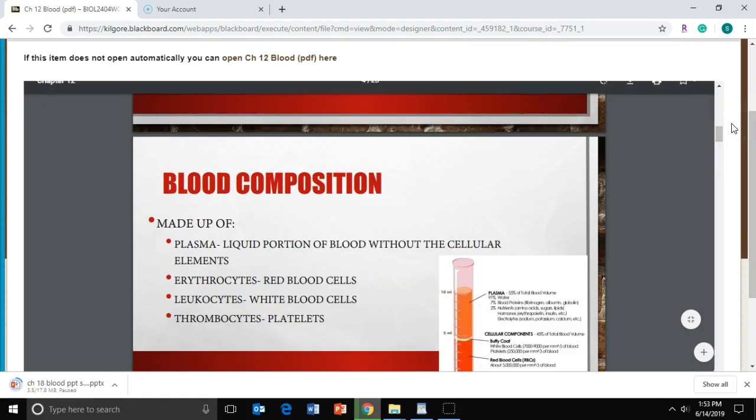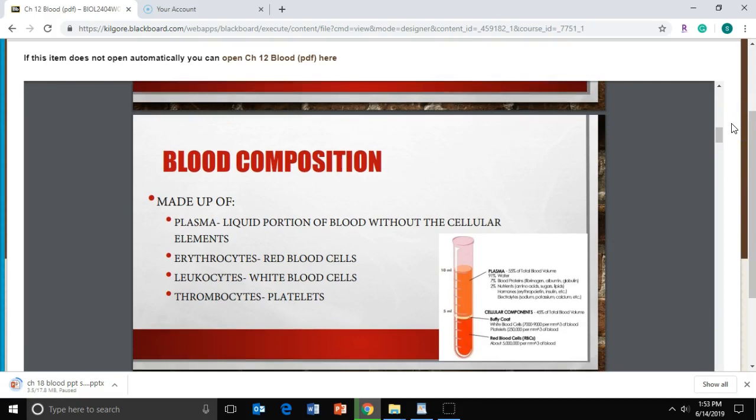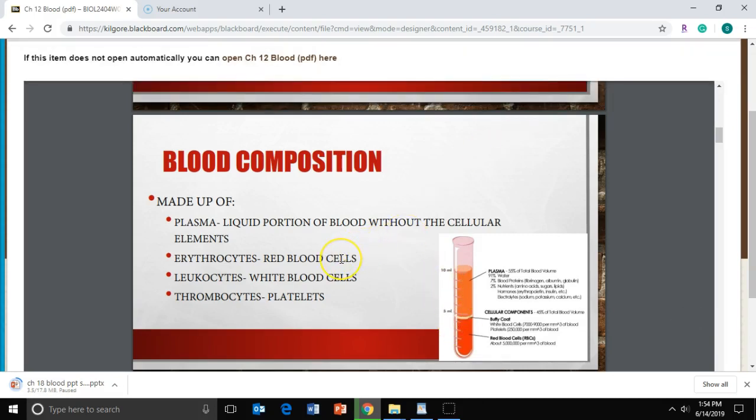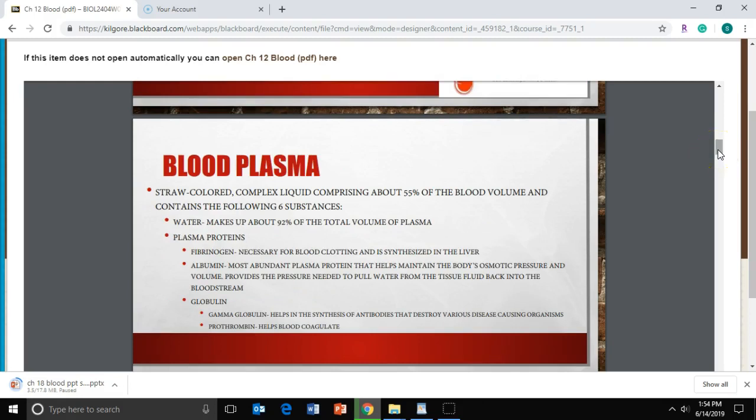The first thing I want us to look at is if we took blood and put it in either a test tube or a small capillary tube and spun it in a centrifuge so that the heavier cells go down to the bottom. The erythrocytes are red blood cells here at the bottom. The leukocytes are the white blood cells here in the middle. And also the thrombocytes or the platelets are here in this buffy coat. Plasma then makes up about 50% of your blood. It's mostly water, and it also has some proteins in it.